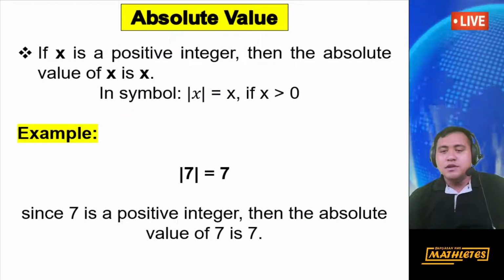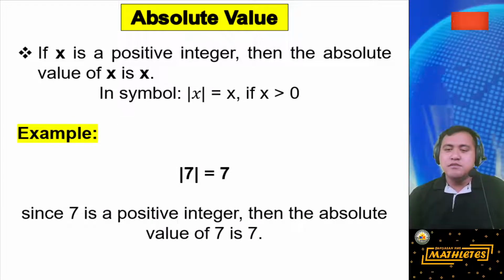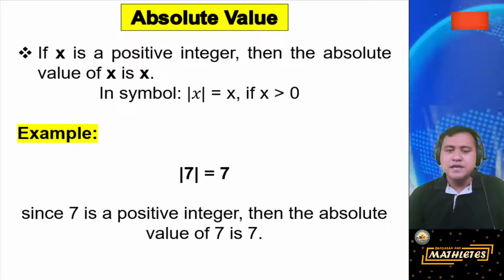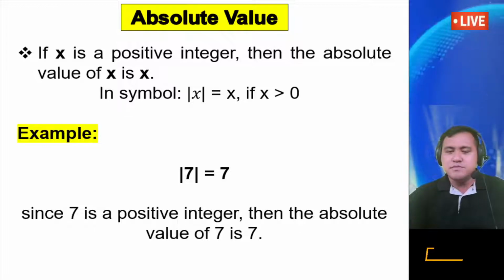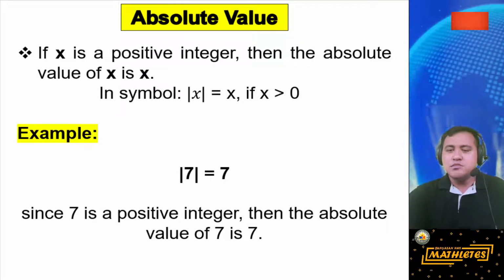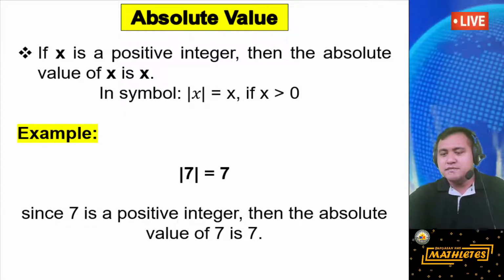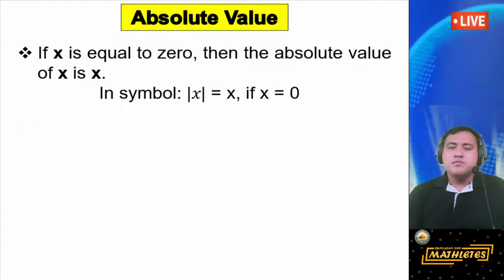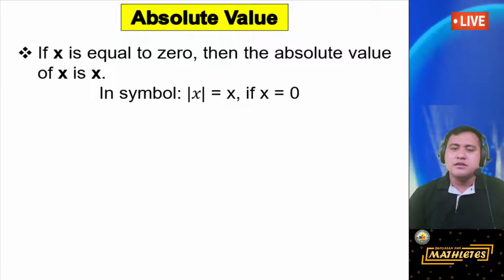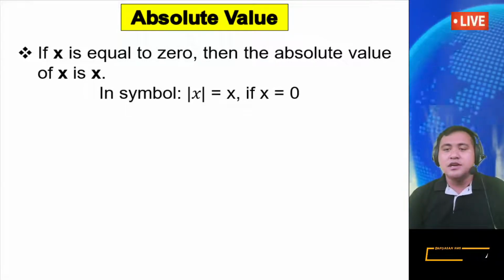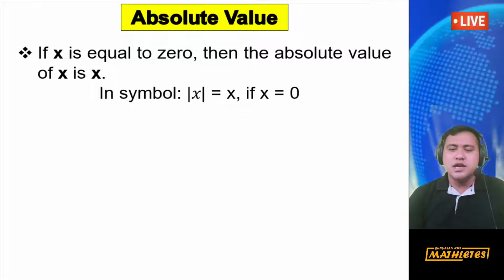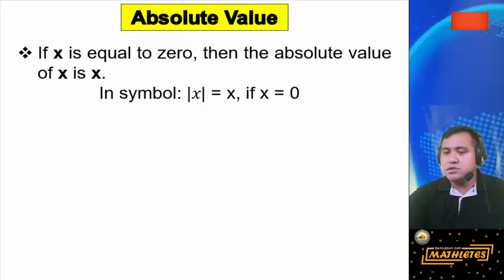For example, we have the absolute value of 7 is equal to 7, positive 7. Since 7 is a positive integer, then the absolute value of 7 is 7. Okay. If x is equal to 0, how about kung 0 ang number, sir? Then the absolute value of x is x, of course. So, in symbol, the absolute value of x is equal to x if x is equal to 0.